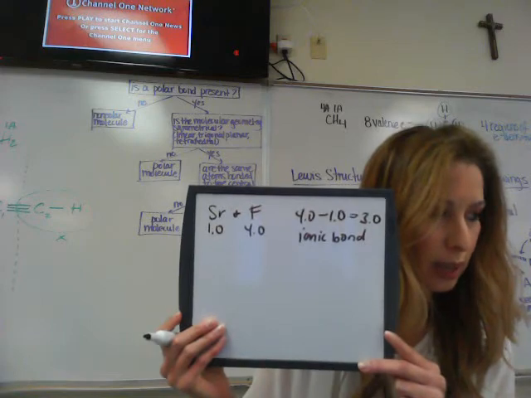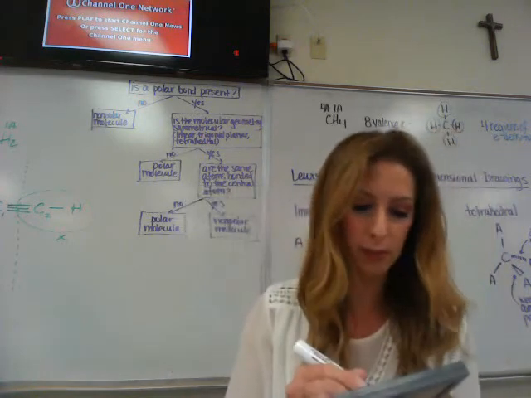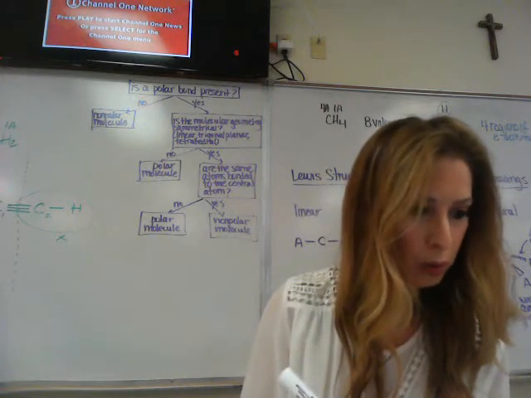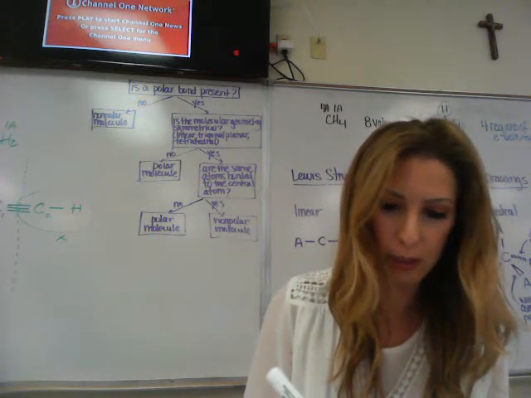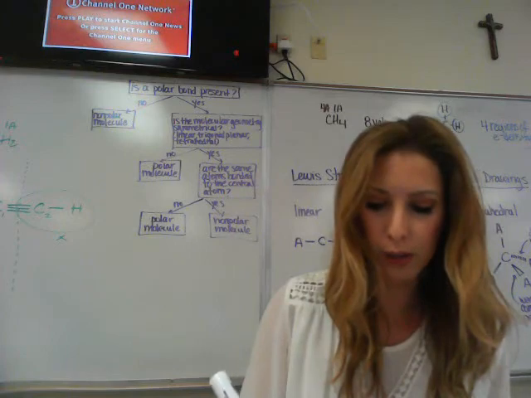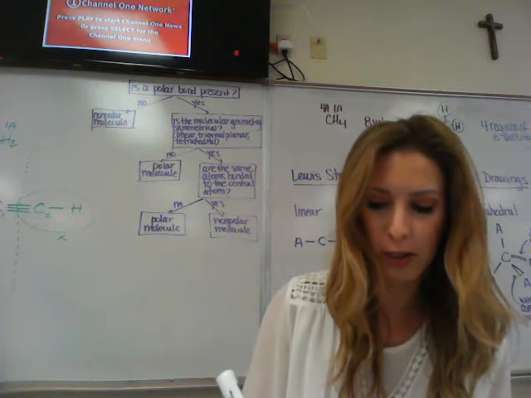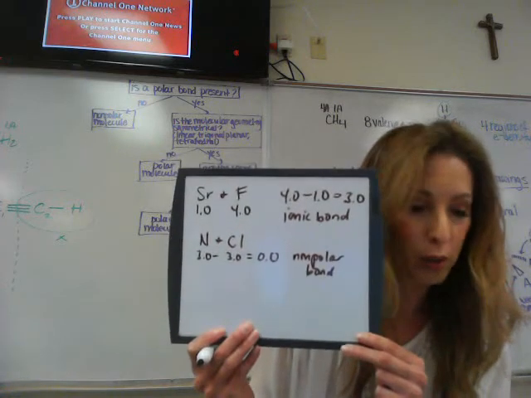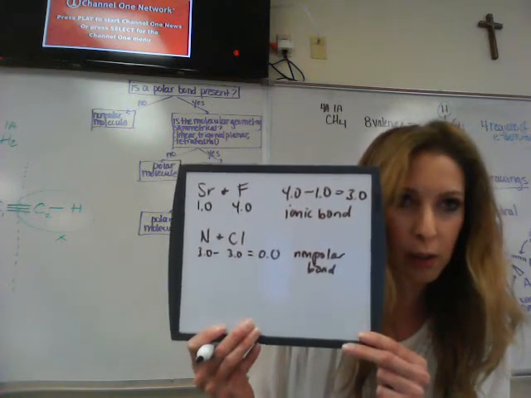The next one is N and Cl. Nitrogen is 3.0, chlorine is also 3.0. If I subtract those two, I get a difference of 0. So that means I have a nonpolar bond, also known as a pure covalent bond, which means electrons are being shared equally.